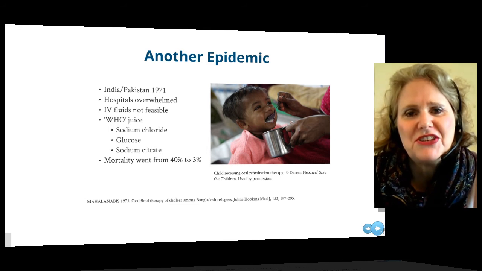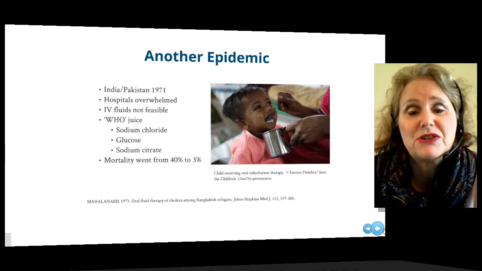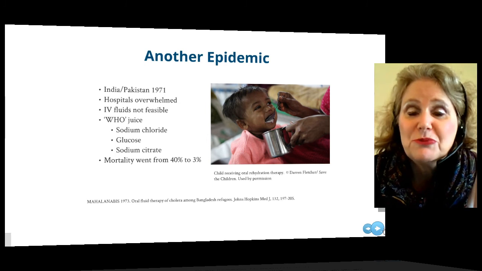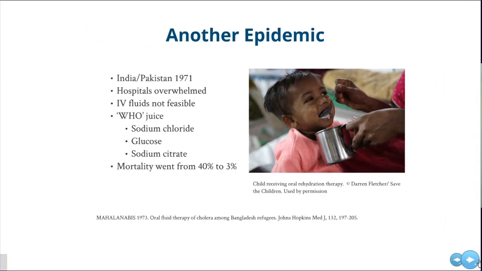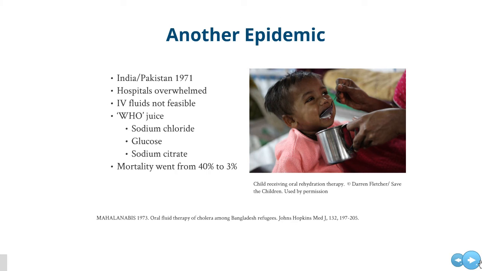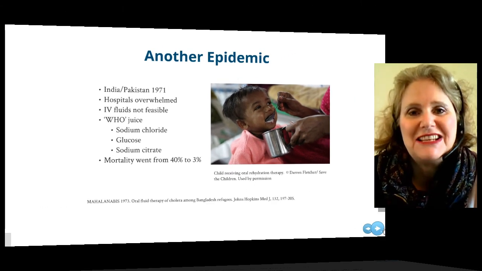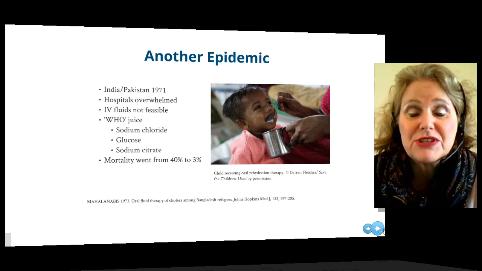So some of the local physicians decided to try simple oral fluids, and they created this recipe of a little bit of salt, a little bit of sugar, and a little bit of citric acid. And they taught the parents of the children how to spoon it into the mouth, spoon by spoon, hour by hour, patiently, over a few days, and the results were stunning. The mortality rate in the camps dropped from 40% to 3%.